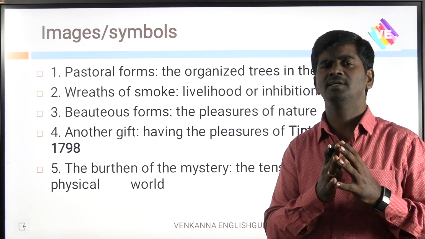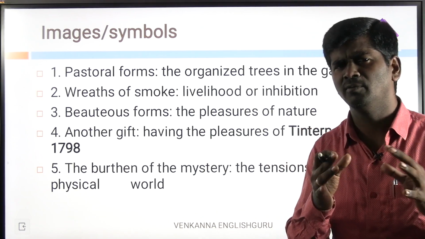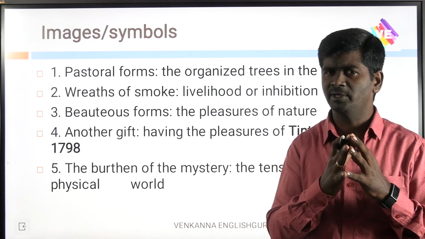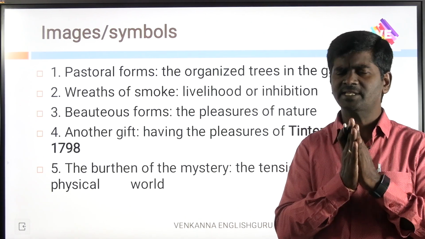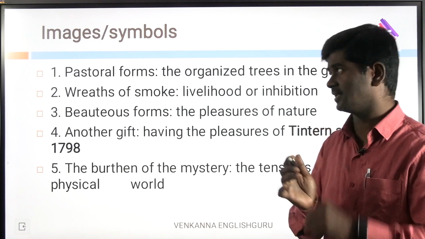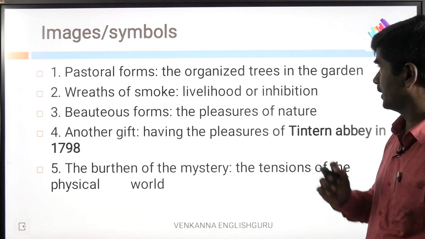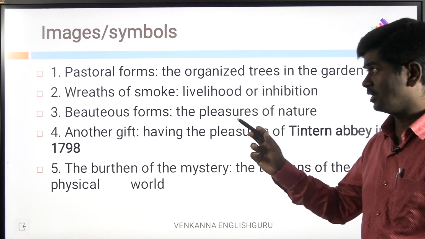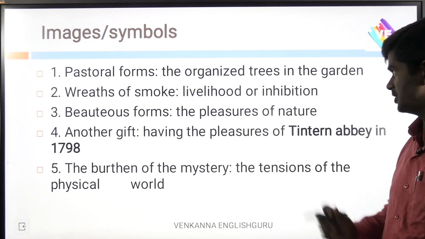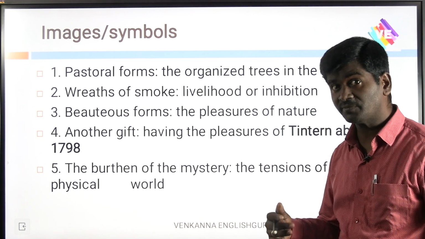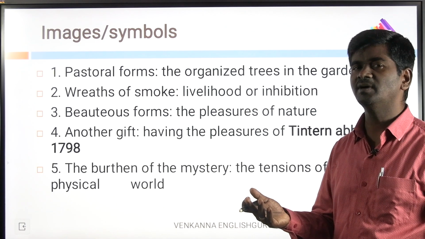What is important to understand a very lengthy poem? We need to understand the images and symbols used in the poem. If you understand that, the process of getting the central idea will be much easier. So: pastoral forms, the orchard trees in the garden, wreaths of smoke, beauteous forms, the pleasures of nature, another gift, having the pleasures of Tintern Abbey, the process of revisiting the banks of the river Wye.